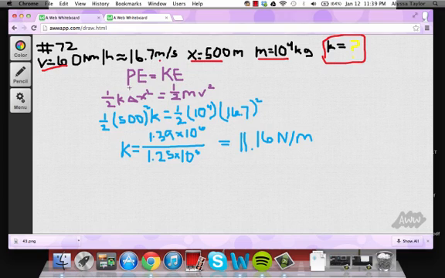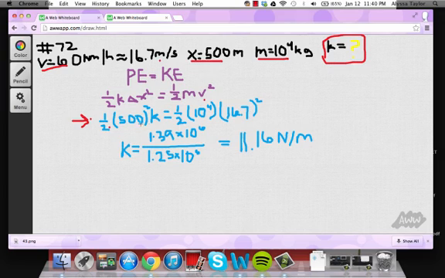So to do that, we start with potential energy equals the spring kinetic energy, which is then 1/2 K times the change of distance squared equals 1/2 mass times velocity squared. And then we plug in our numbers here: 500 squared for distance, 10 to the 4th kilograms for mass, and 16.7 meters per second squared for velocity.